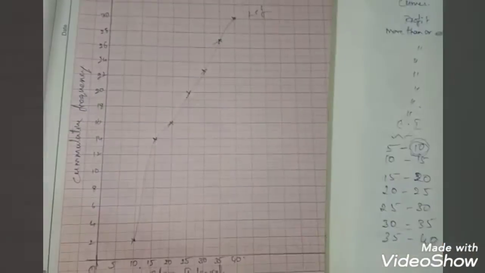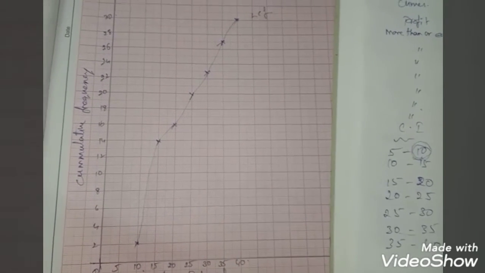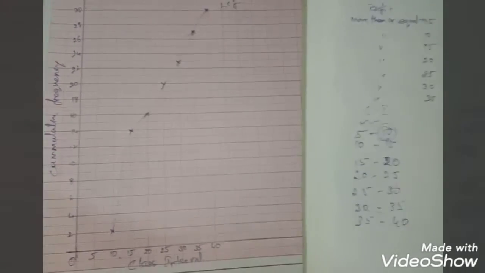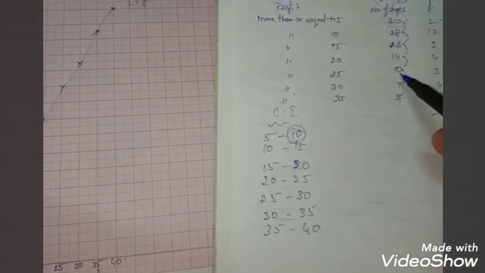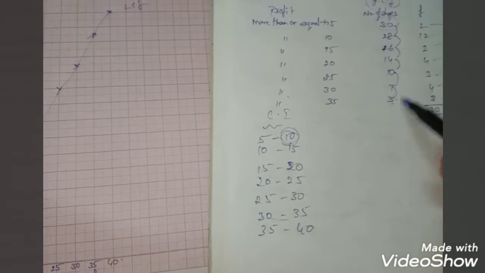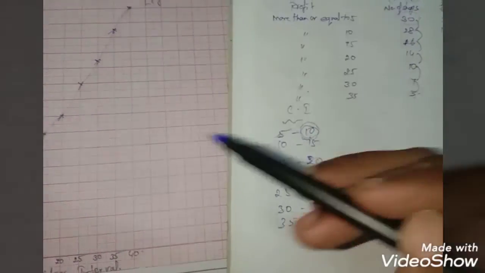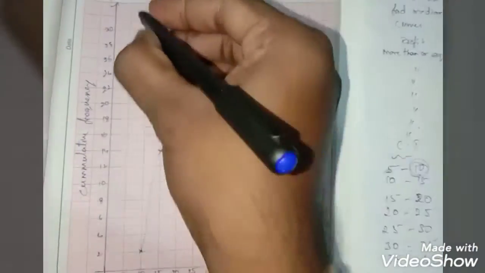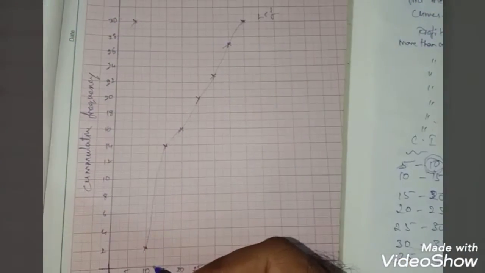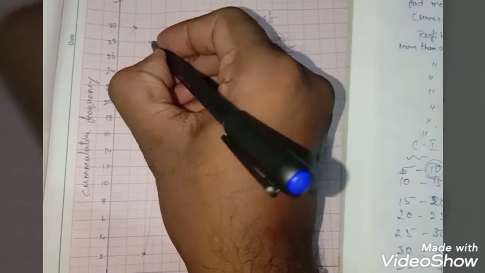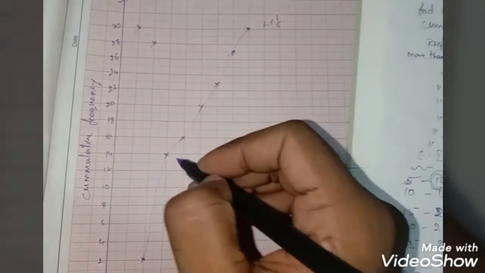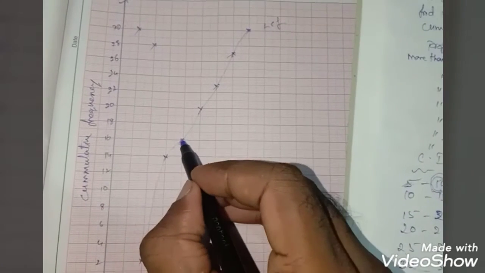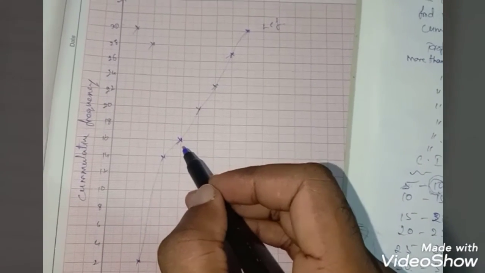After drawing this LCF we need to draw the graph of GCF. Now for GCF, the values are 30, 28, 16, 14, 10, 7, 3, and for GCF we use the lower boundary. The lower boundary here is 5. Now for 5 we have 30, for 10 we have 28, and for 15, 16 is given, yes, 16 here.